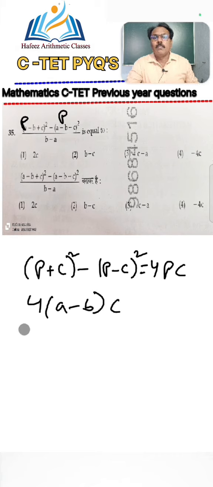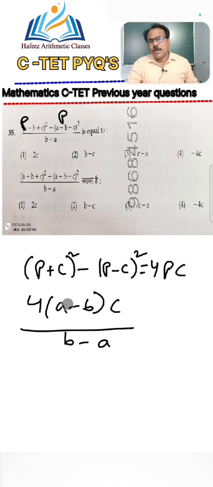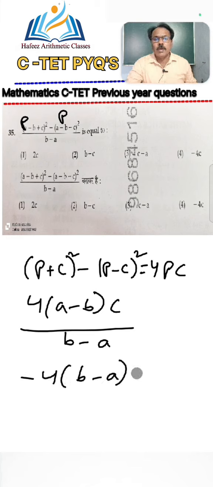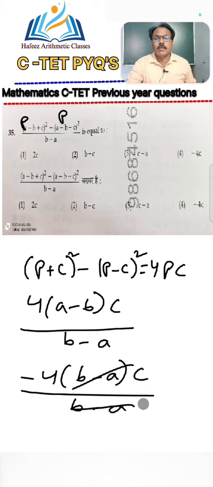Now our problem is divided by b minus a. Taking a common minus, we get 4 into (b minus a) c by (b minus a). So b minus a cancels, and our answer is minus 4c. So this is minus 4c.